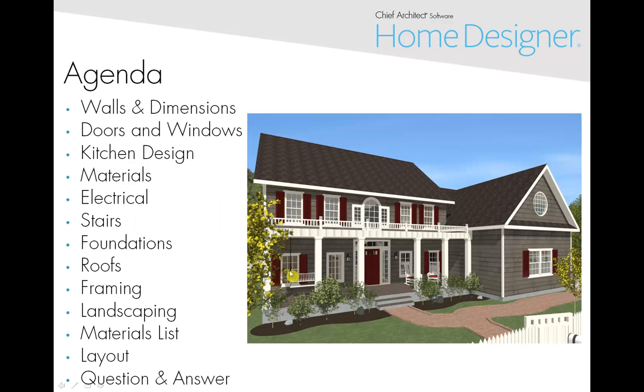So today, we're going to go through a full home plan. We're going to start by drawing out walls and dropping in our doors and windows. Then we'll narrow in on our kitchen design and work with some materials and electrical. We'll build a new floor and work with our stairs, and then work on our foundation a little bit. Then we'll build our roof and look at some framing options that we have. We'll finish out our plan by designing the landscaping. And then we'll take a look at our material list and finish up by creating our construction documents or our layout page. And we'll have some time for question and answer throughout, as well as a little bit of time at the end if you have some lingering questions there.